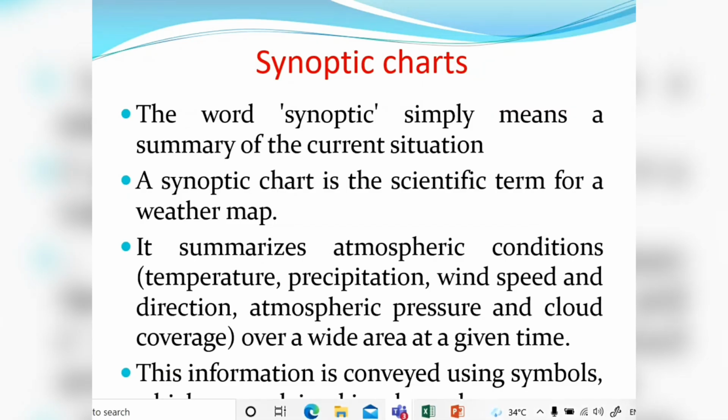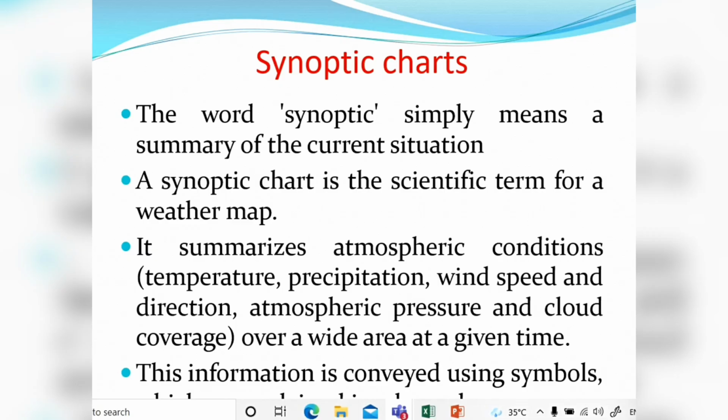Synoptic chart is a scientific term for a weather map and summarizes atmospheric conditions: temperature, rain, wind speed, wind direction, atmospheric pressure and cloud coverage. That is your total weather. That's what you want to know over a wider area at a given time.